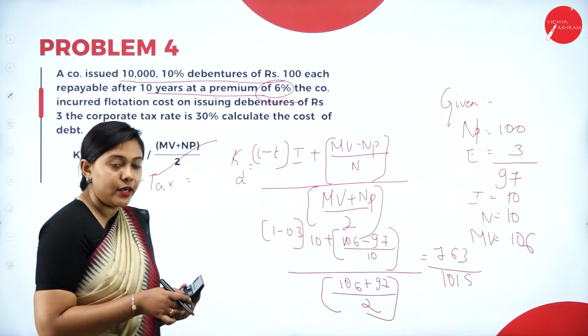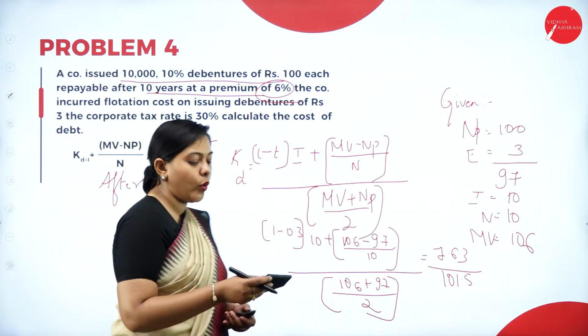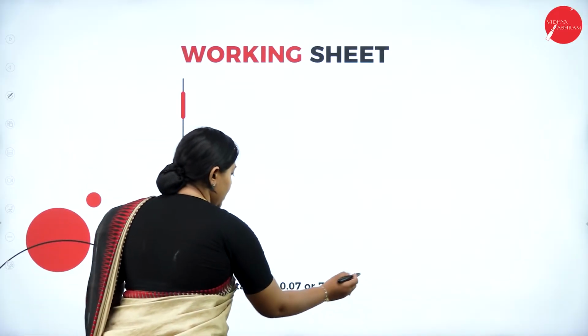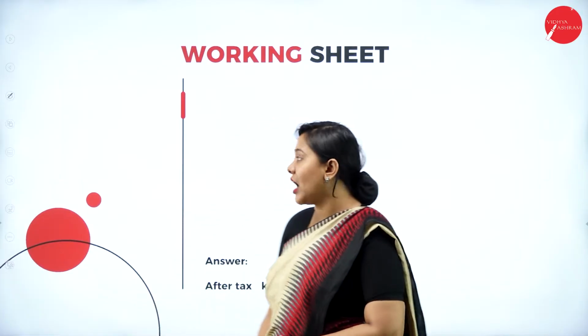7.63 divided by 101.5, it is 0.075. So what's the answer? 0.075 or 7% is the answer. So this is after tax problem.